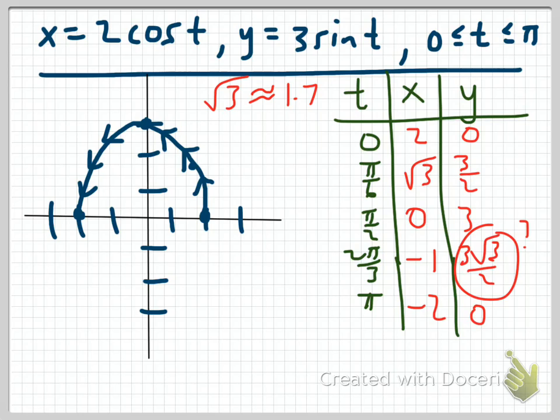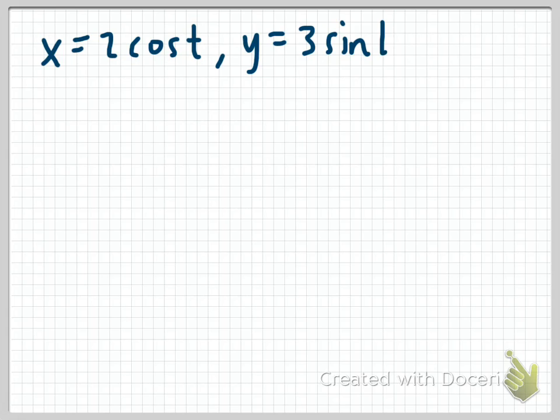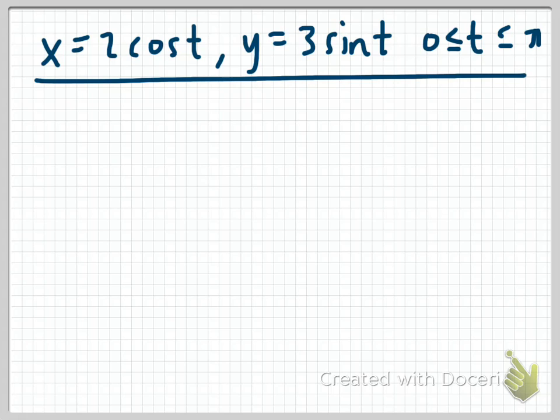Okay, so we have 2 cosine t, 3 sine t. So we have x equals 2 cosine t, and y equals 3 times the sine of t. And again, t ranges from 0 to pi. Okay. And so how are we going to do this? Let's solve for cosine of t. When we solve for cosine of t, we get x over 2. And when we solve for sine of t, we get y over 3.